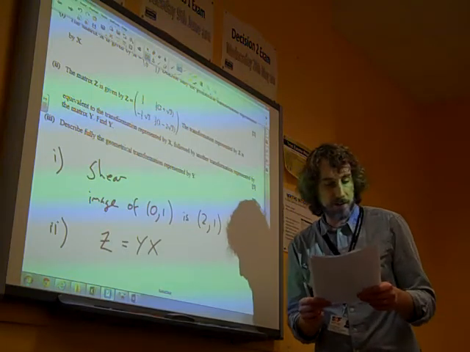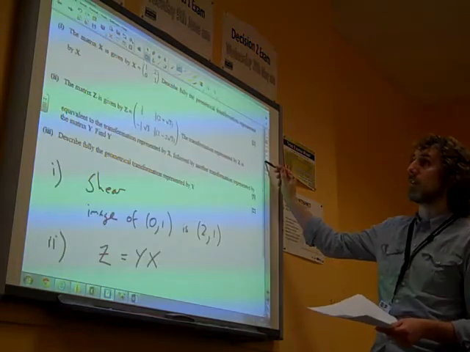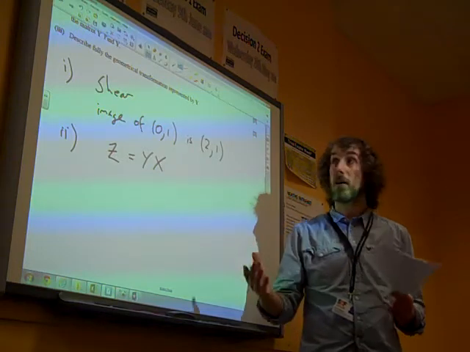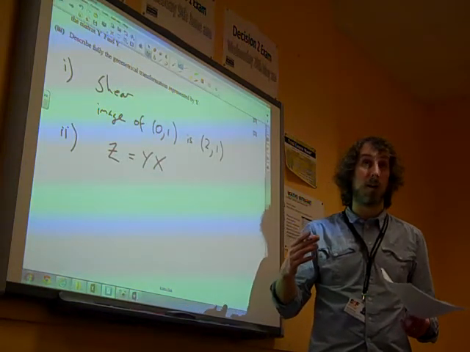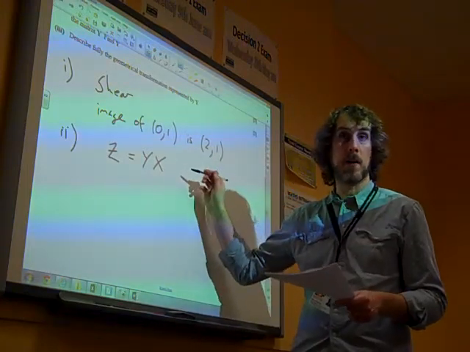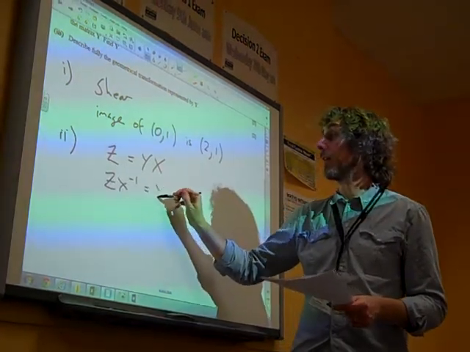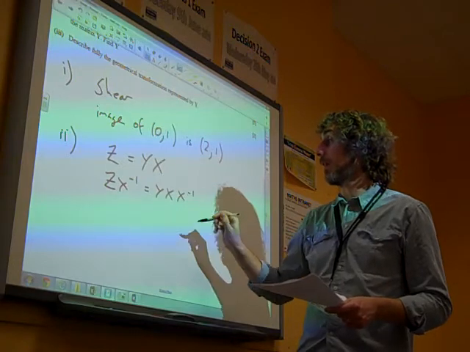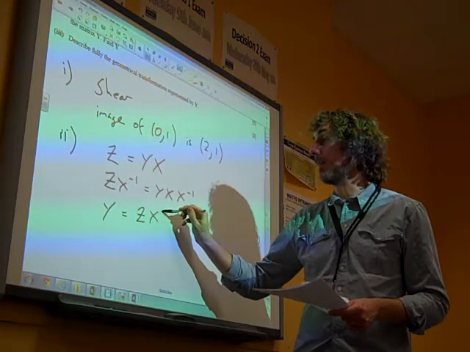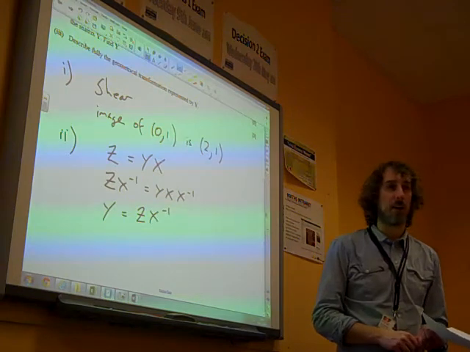Now we've got a few choices about how we deal with this. We know, remember, the question has given us what X is. And that's quite an important thing, we know what X is. So if we try and rearrange this, we also know what Z is. What we want to do is to think, if we rearrange this slightly, if we post-multiply by the inverse of X, then Z times the inverse of X is YX times the inverse of X. So in other words, matrix Y is Z times the inverse of X. So that's what we need to try and work out. What is Z times the inverse of X?